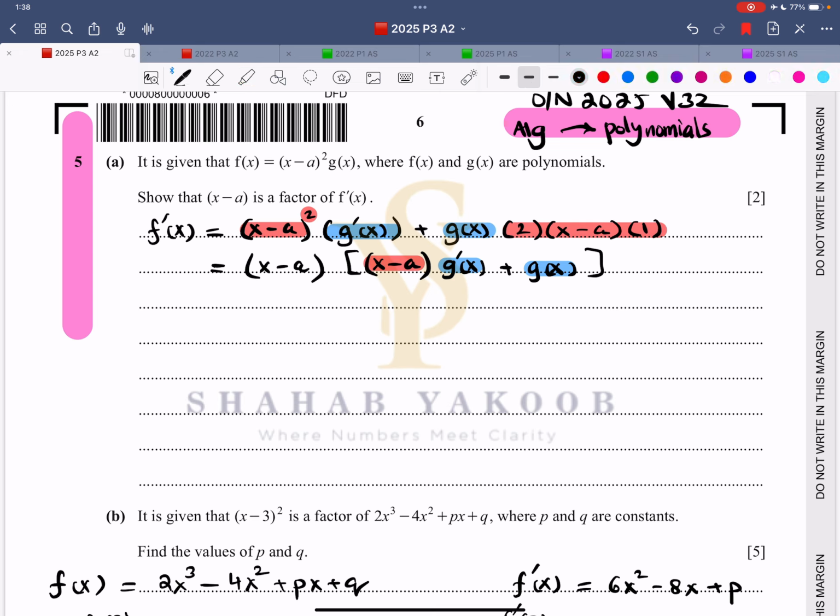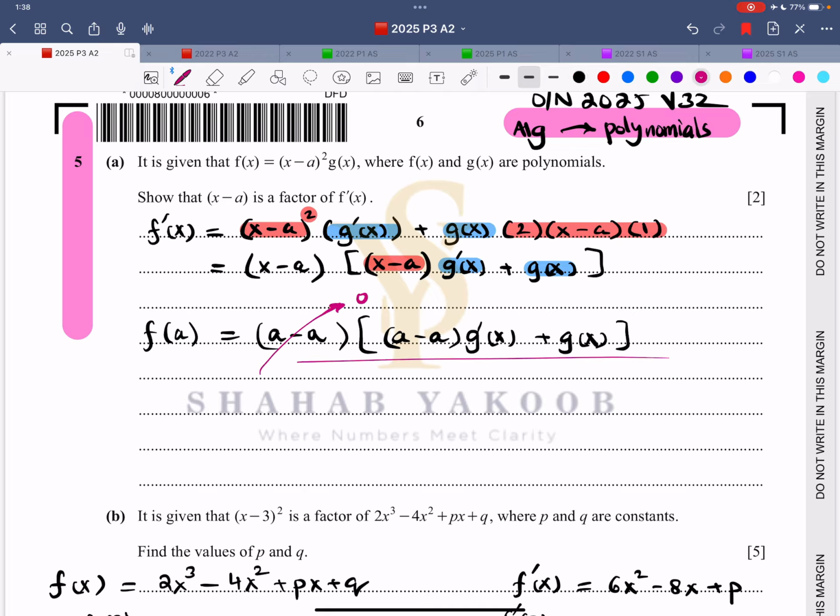Now if I plug in f of a, therefore a minus a, and this is a minus a, and this is, let me write this properly, g prime x plus g x, irrespective of whatever g x is. If this thing becomes 0, everything becomes 0. So the remainder is 0. That means we have proven that yes, x minus a is a factor of f prime x. That is how this working is done.